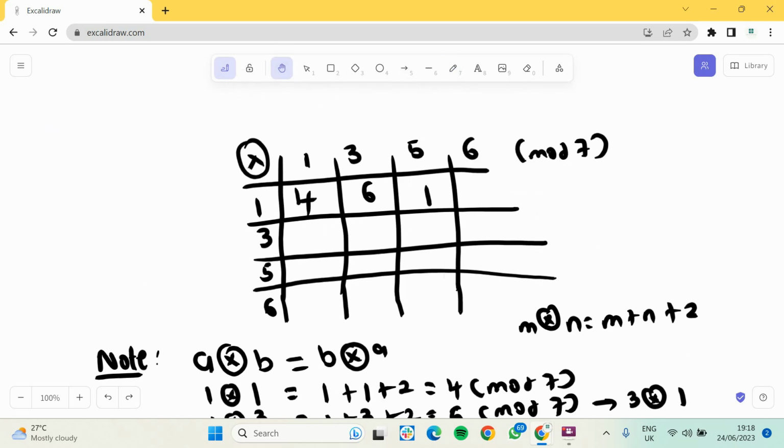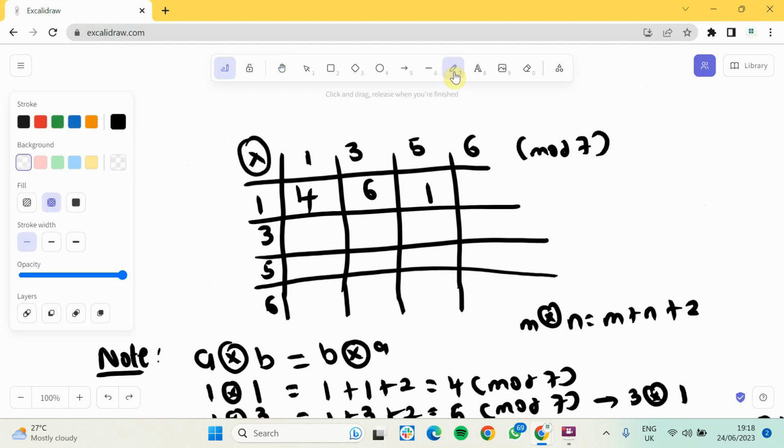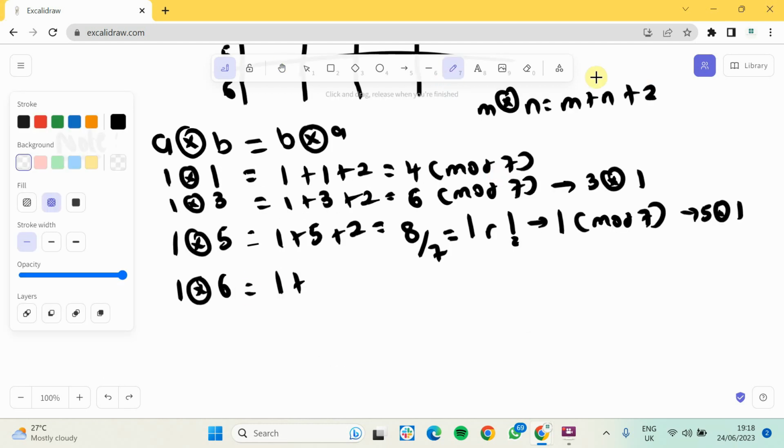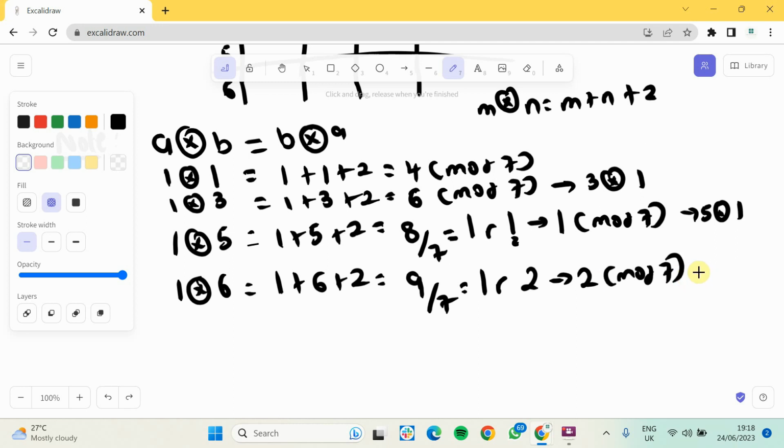So 1 star 6, let's see, that is the next question. For me to be able to get this value here, I have to do this together. So 1 star 6 would be 1 plus 6 plus 2. 1 plus 6 is 7, 7 plus 2 is 9. So 9 is greater than our mod, so I'll divide it by 7. That'll be 1 with the remainder of 2. So we'll put the remainder, and that'll give us 2 mod 7. So this same value, 1 star 6, is the same thing as 6 star 1, right?